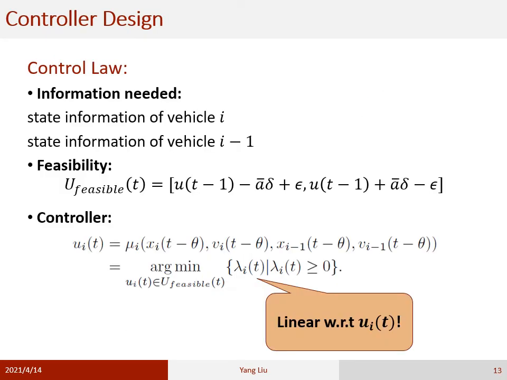Finally, we can obtain the control law. The information used is the state information of vehicle i and vehicle i-1. Consider the limitation of acceleration and deceleration. The feasible control input at time t is within the change of speed limited by acceleration from time t-1. Then we have the controller, which obtains the u_t such that lambda is minimal and non-negative.